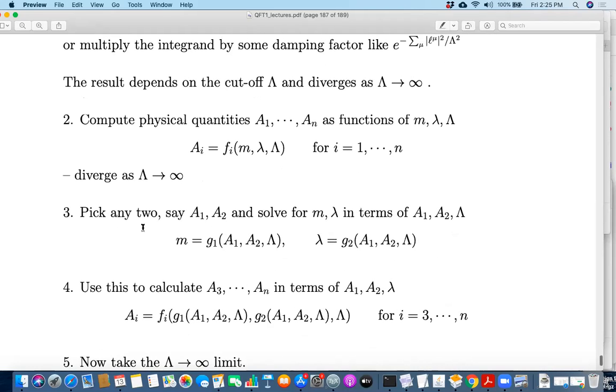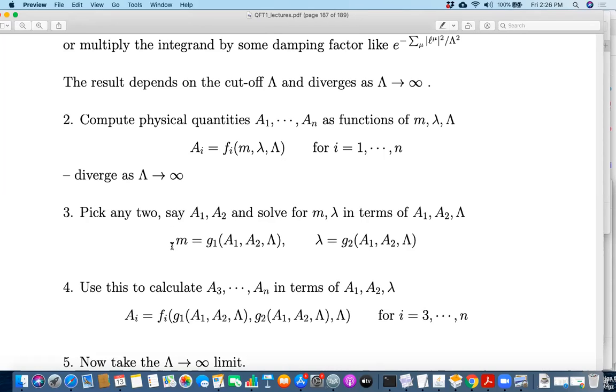So the third step is to pick any two of these physical quantities. Why two? Because you have two parameters, M and lambda. So pick any two of the physical quantities, let's call them A1 and A2, and then solve these first two equations. You have A1 as some known function of M, small lambda, and capital lambda, and A2 is some known function of small m, small lambda, and capital lambda. So you solve for M and lambda in terms of A1, A2, and of course capital lambda, because capital lambda also enters the description of these functions. So you invert these functions, F1 and F2.